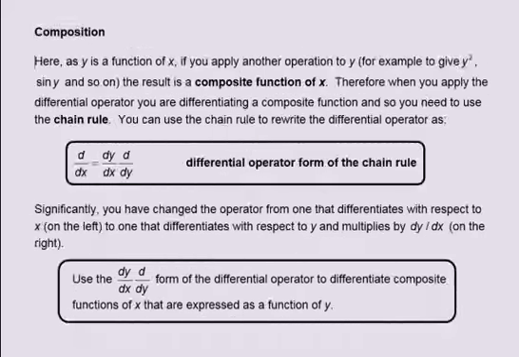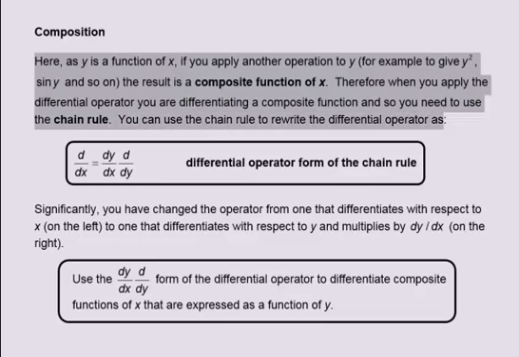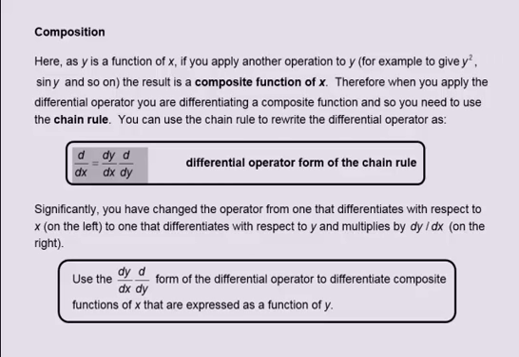Composition. Here, as y is a function of x, if you apply another operation to y, for example to give y squared, sine y and so on, the result is a composite function of x. Therefore, when you apply the differential operator, you are differentiating a composite function, and so you need to use the chain rule. You can use the chain rule to rewrite the differential operator as d by dx equals dy by dx multiplied by d by dy, the differential operator form of the chain rule.